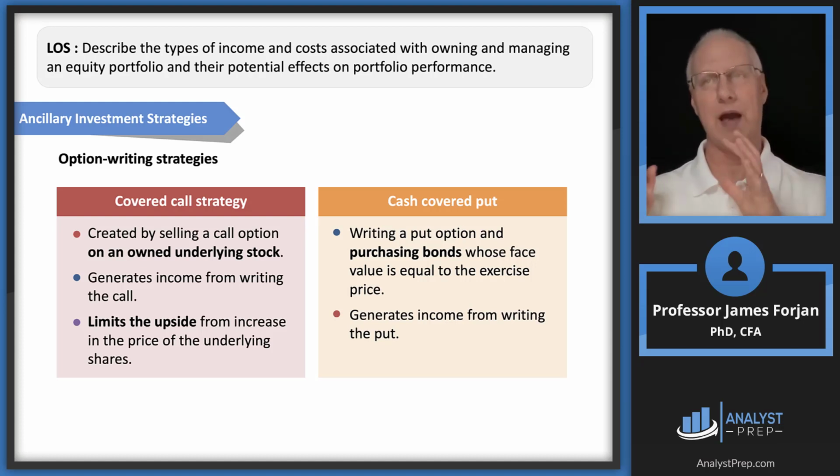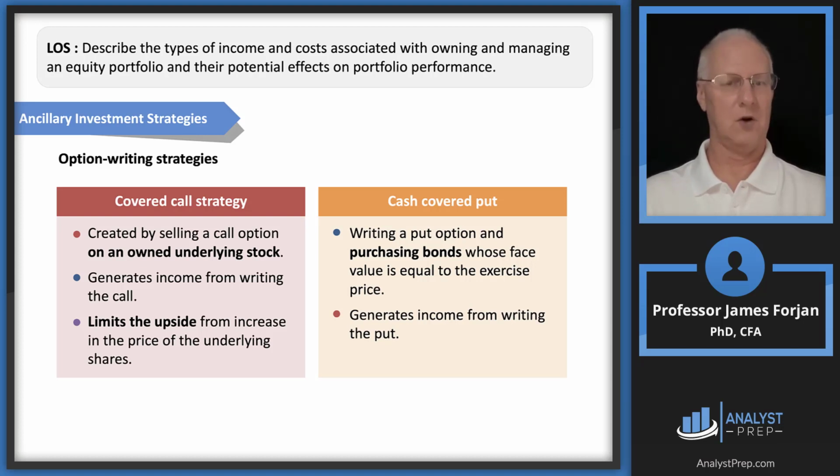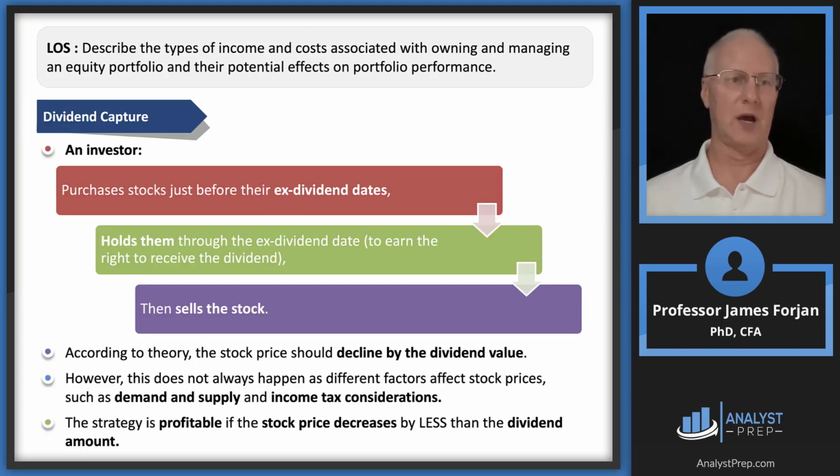Option writing strategy. If we have a client who owns a particular share of stock, like Milton Hershey, that client can write a call option on Milton Hershey. That gives you a covered call: you own the shares, and you've sold, or written, the call option. So you generate income, but that limits your upside. You can do a covered put, and there are all different sorts of things there. But remember, what the Institute is emphasizing here is that you can generate income by writing these options.